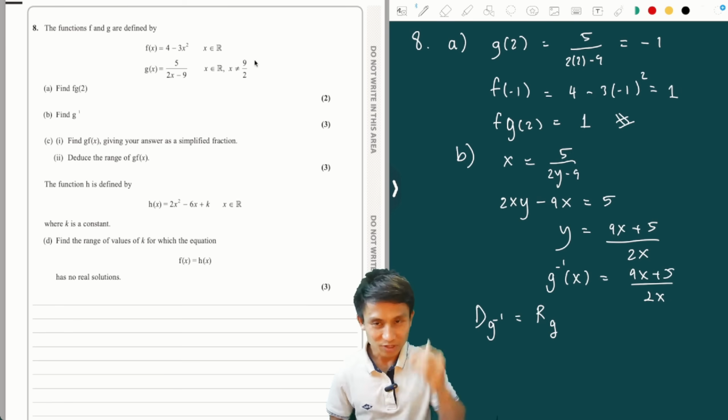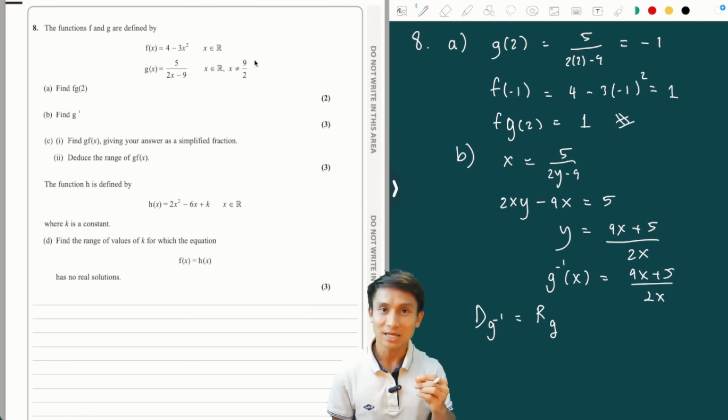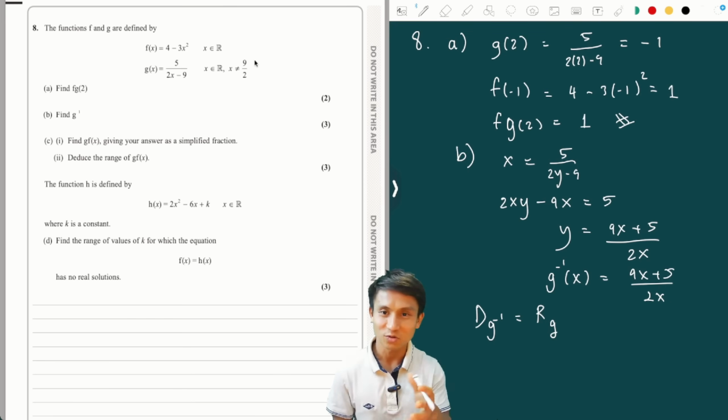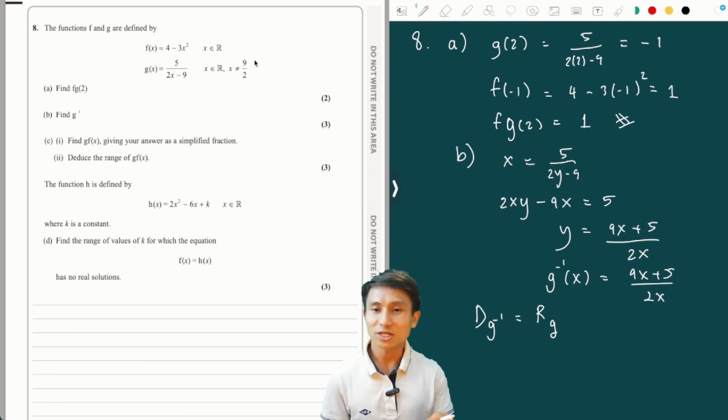Strictly speaking, the domain of G inverse must be the same as the range of G, because that's the domain and range property between the inverse and the function. So let's find the range of G. Now the range of G will have a limitation depending on its domain.